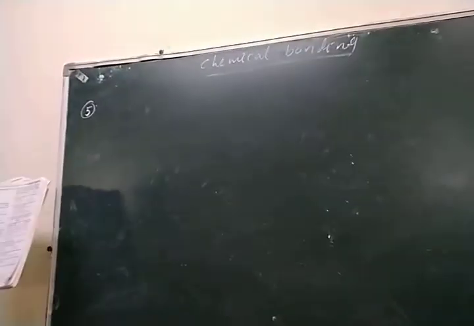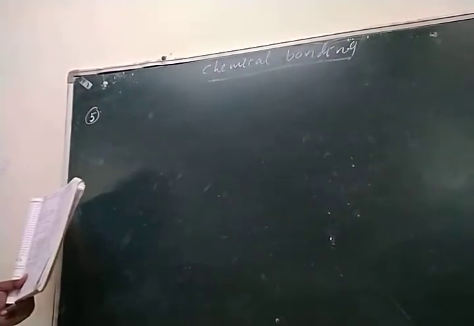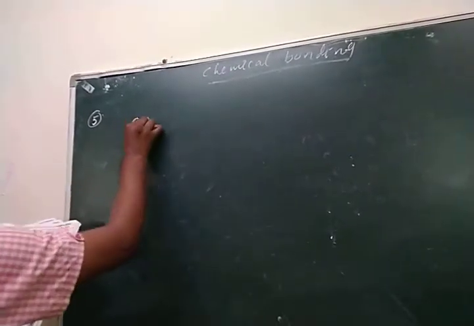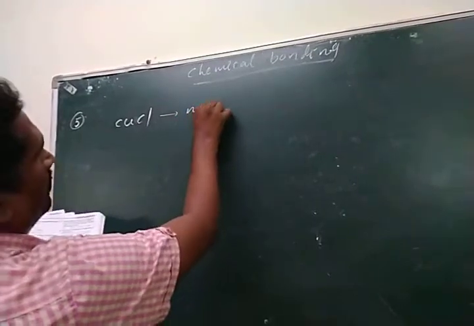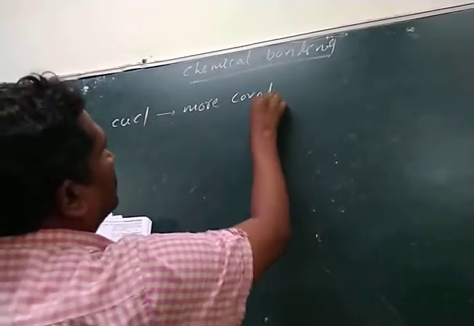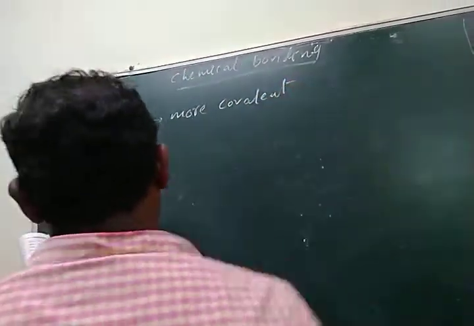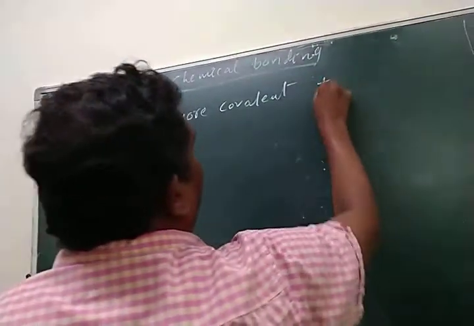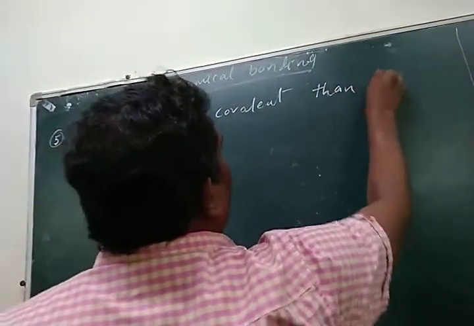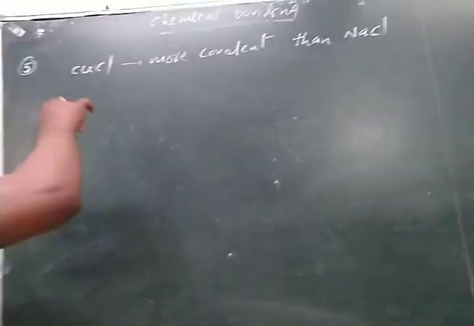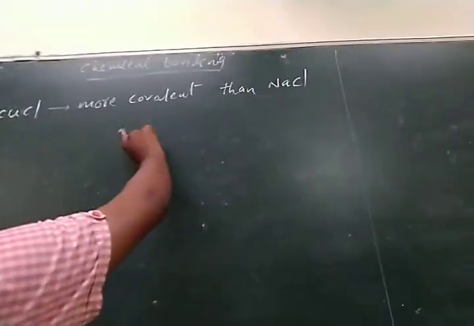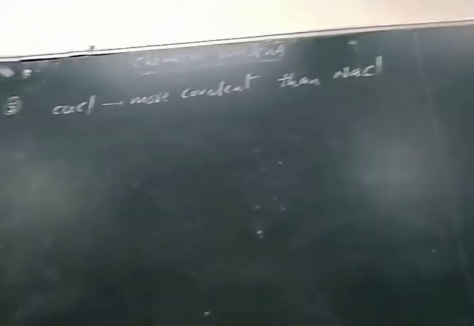Next, question number 5. CuCl is more covalent than NaCl. So copper chloride is more covalent than NaCl.